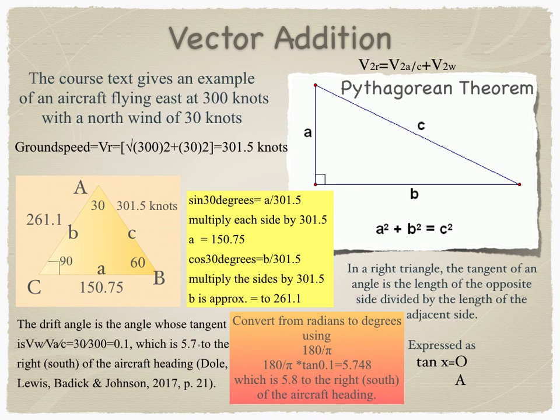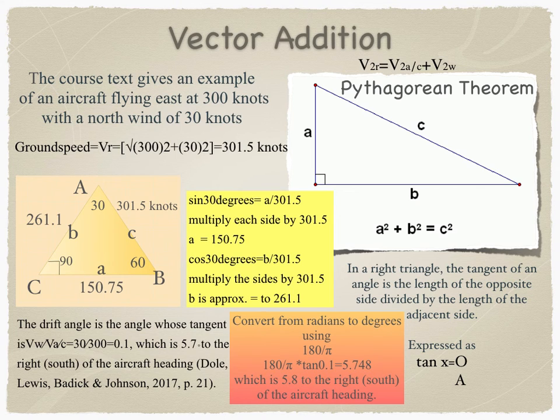Okay, so where did they get that 5.7 degrees from, right? That probably doesn't make sense to you where they got it from. So I'm going to tell you. So you need to convert from radians to degrees using 180 divided by pi. So how do we do that? So we take 180 divided by pi, and then we times it by the tangent of 0.1. And that gives us 5.748 degrees, right?